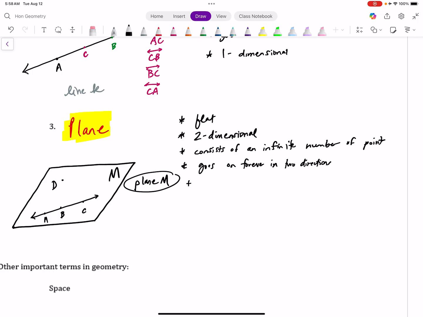And it has no edges, even though parts of the plane could. If you chop off and only consider one little section, like the top of the desk, we could think of the top of the desk as having edges, but the plane itself does not.